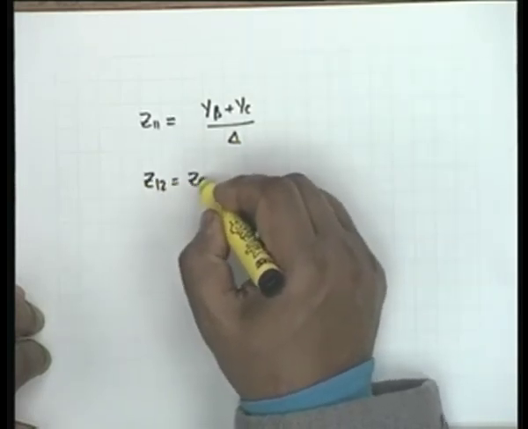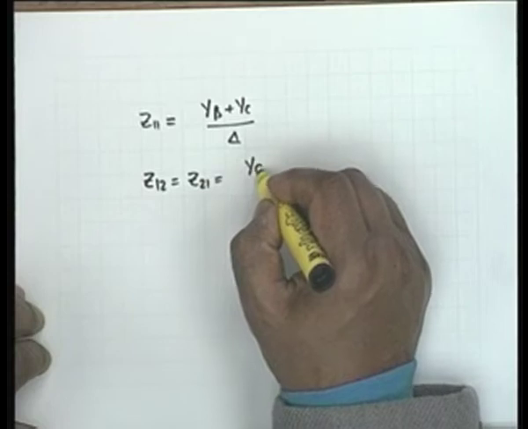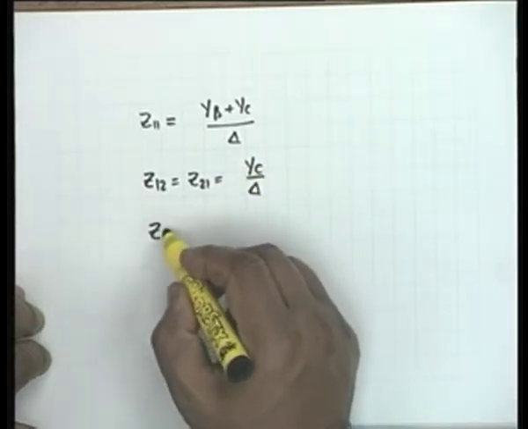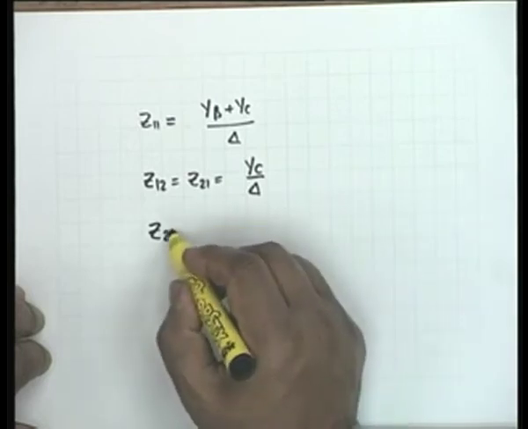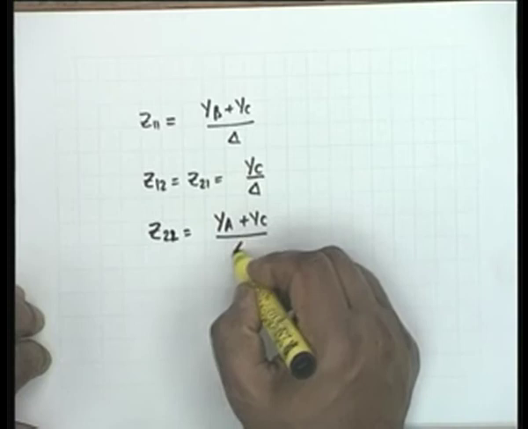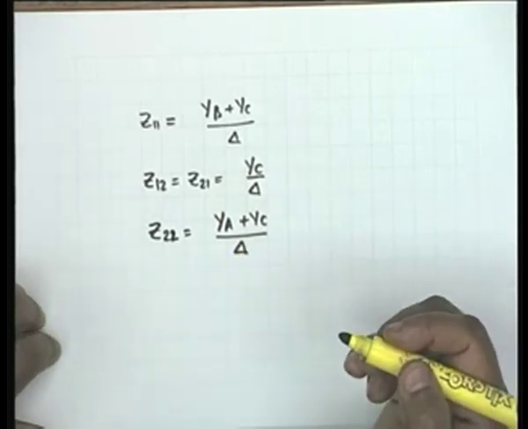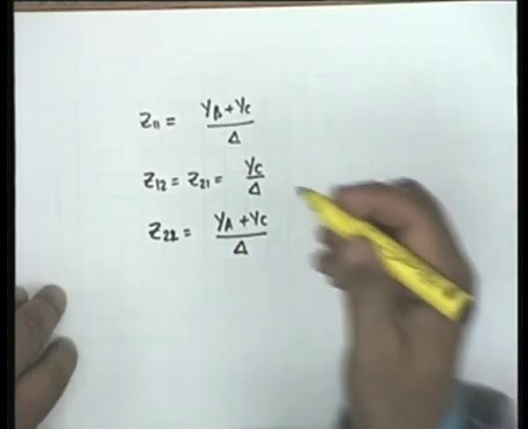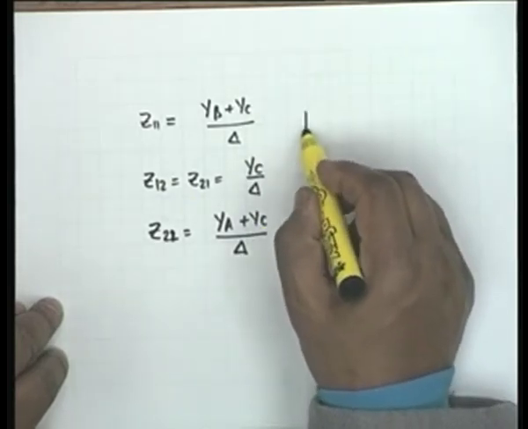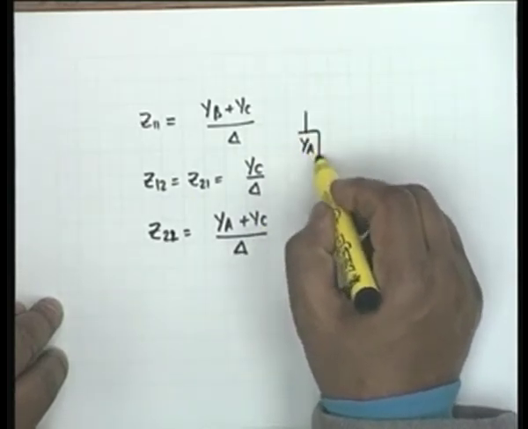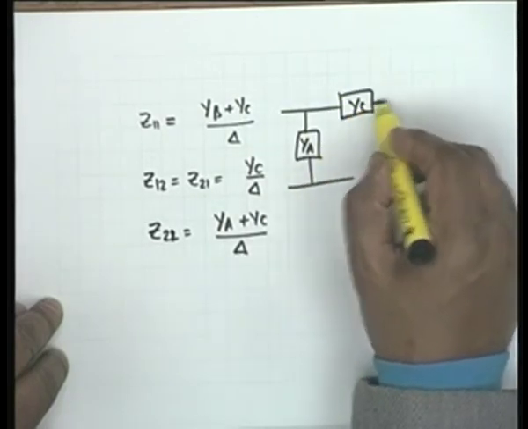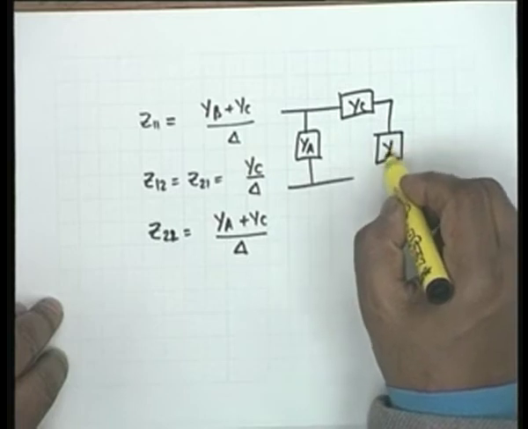Z12 equal to Z21 is equal to yc divided by del, and Z22 would be ya plus yc divided by del. Okay, this is what? The network. Let me draw the network. The network is we have a ya, we have a yc, and we have a yb.